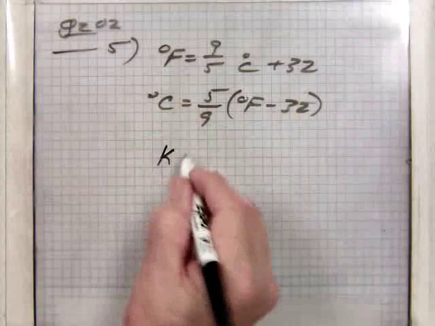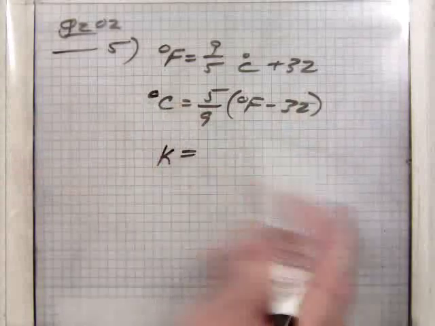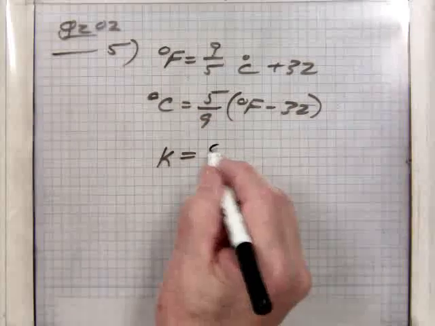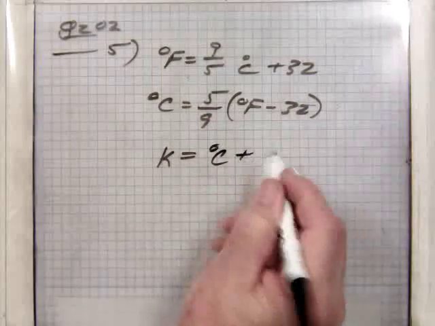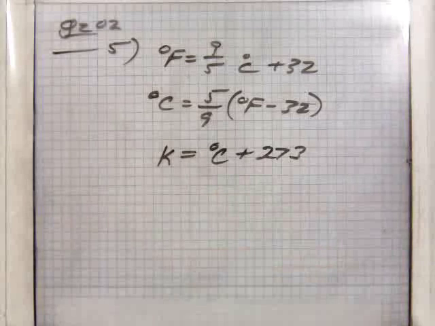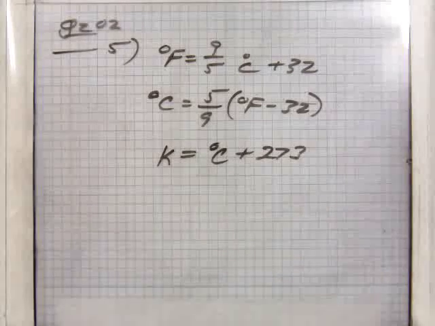And Kelvin, notice it does not have a little degree mark. It's just K, and it's degrees C, whatever it is, plus 273. So you do need to learn those for not just the next test, but for many applications, especially in gas laws, as you may remember.